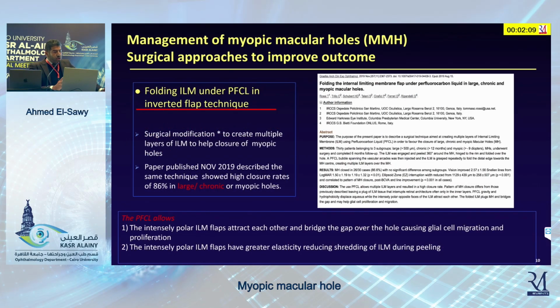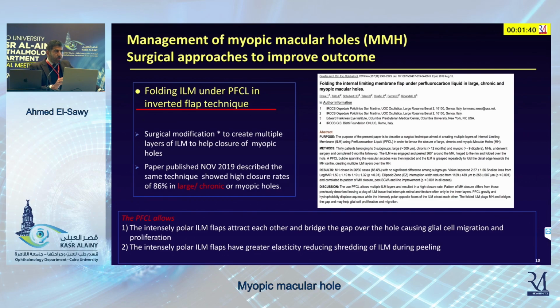Recently, it has been widely adopted that we fold the ILM under perfluorocarbon, and I actually do this technique. So what is the benefit that perfluorocarbon brings us? Why do we like to fold the ILM under perfluorocarbon? Because the perfluorocarbon adds to the polarity of the ILM flaps. It makes them more polar, and these highly polarized flaps adhere and stick to each other strongly, and they do not open easily post-operatively.